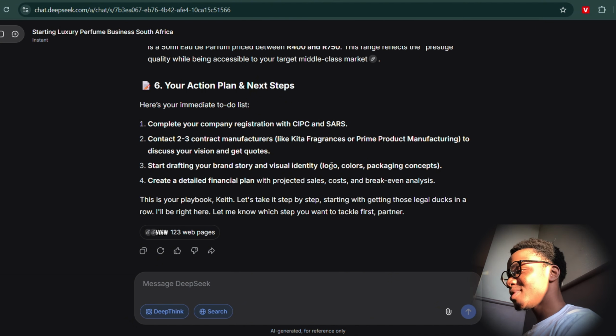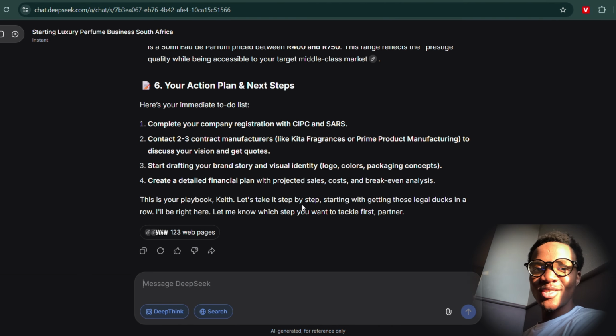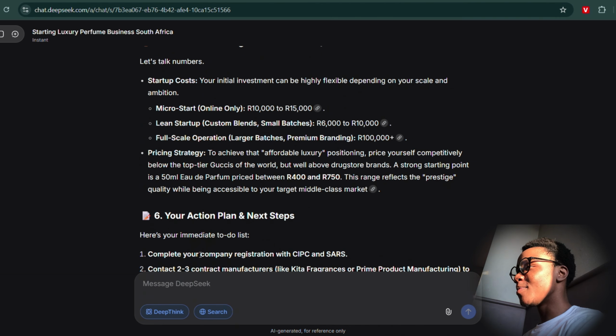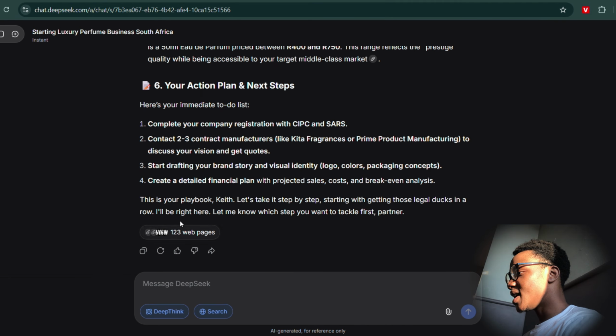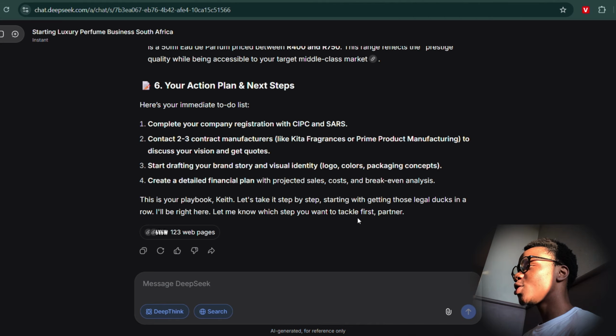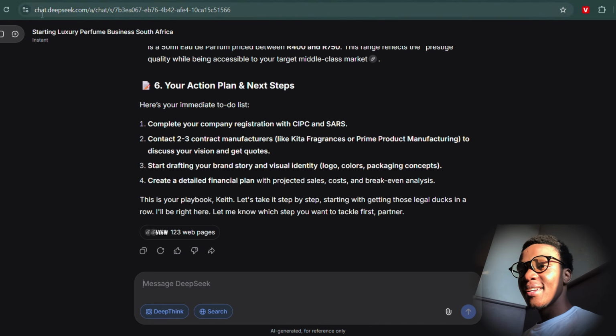Okay. DeepSeek, we see you. DeepSeek is actually quite cool, man. I thought it was going to be lame, but it's actually quite awesome. This is your playbook. Let's take it step by step, starting with getting those legal ducks in a row. I'll be right here. Let me know which step you want to tackle first. Partner. Call me partner. Okay. Let's move on to a different AI.